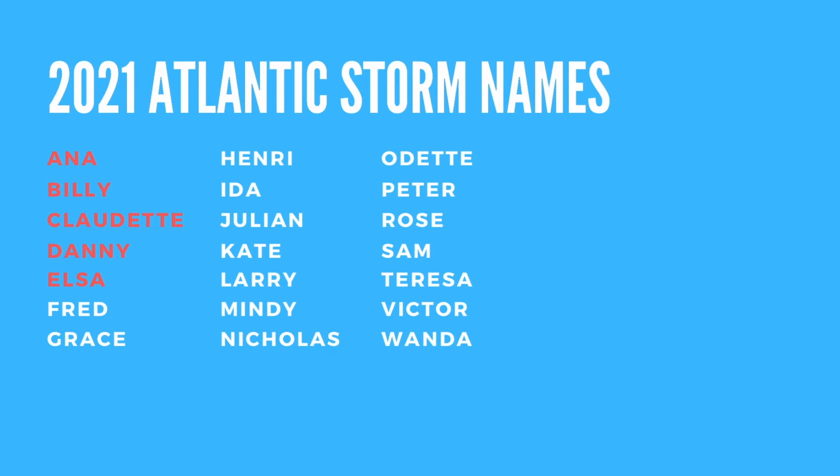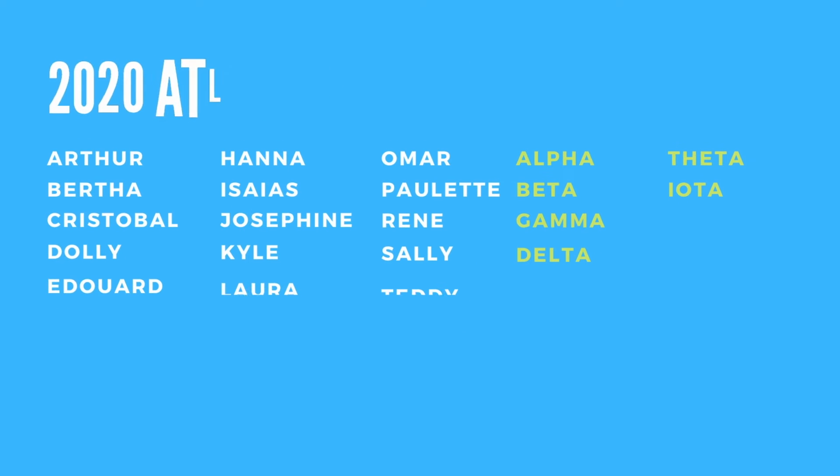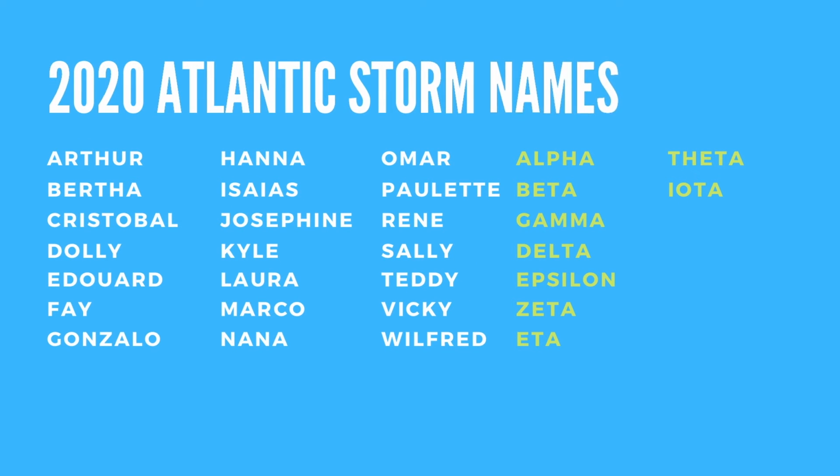In the Atlantic Ocean, tropical storms and hurricanes are given one of 21 listed names based on when they form, and if there are more than 21 storms in a year, an alternative list of names is used. For instance, in 2020, there were a record-breaking 30 named storms, so the last 9 were given names from the Greek alphabet.